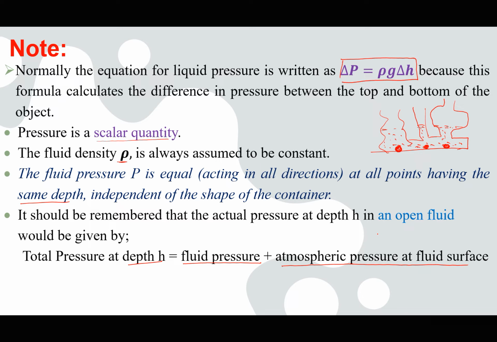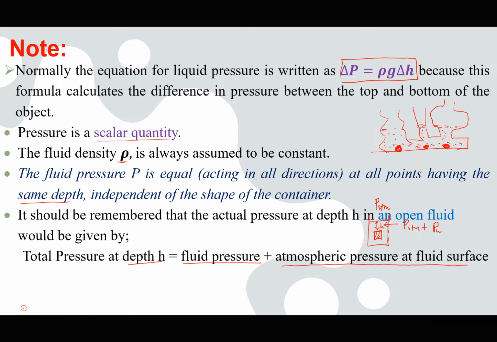So if the object is submerged in the liquid, like we have seen in the example, and I say I want the pressure on top of this object here. If the container is open, there is atmospheric pressure here, and then there's pressure due to this height. So the total pressure on top of this object will be atmospheric pressure plus pressure due to the height h, which is h rho g.